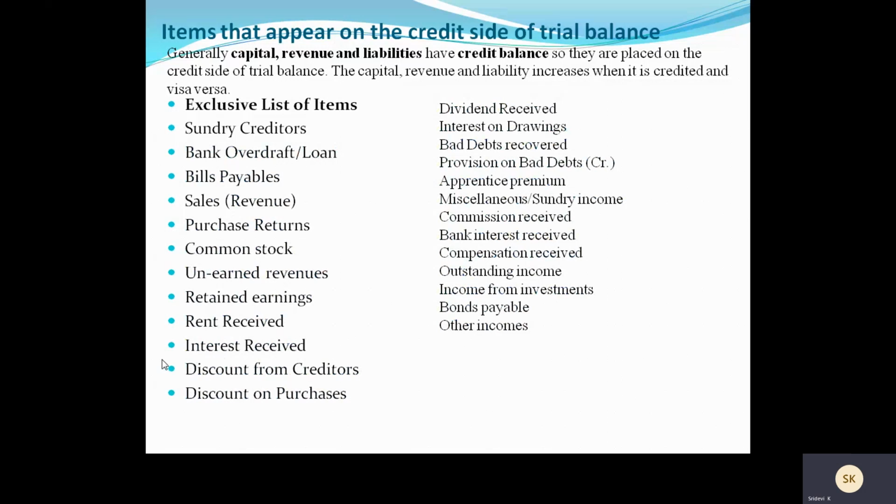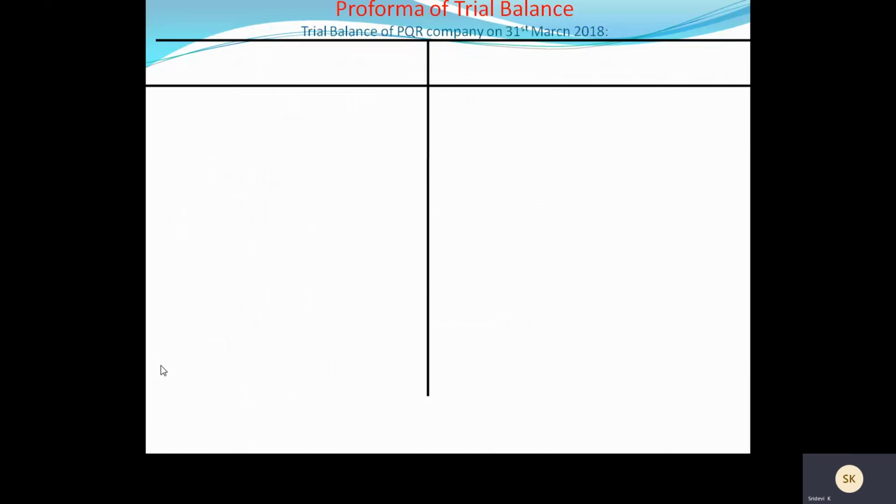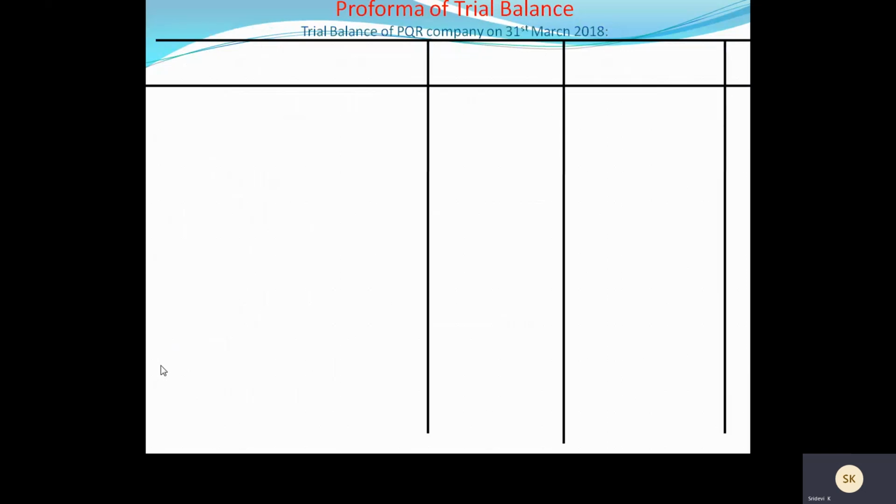The debit list I have shown you previously, and now it is the credit list. So these items, when you see them in a problem, you are going to show in the credit amount column of the trial balance. Let us see the format, how you are going to draw the trial balance format. Take a heading: trial balance of some company as on some date. You take three columns: one is the particulars column, and the other two are debit amount and credit amount.